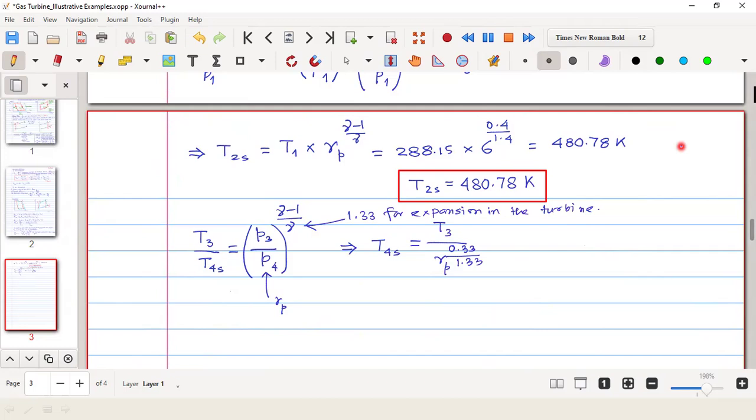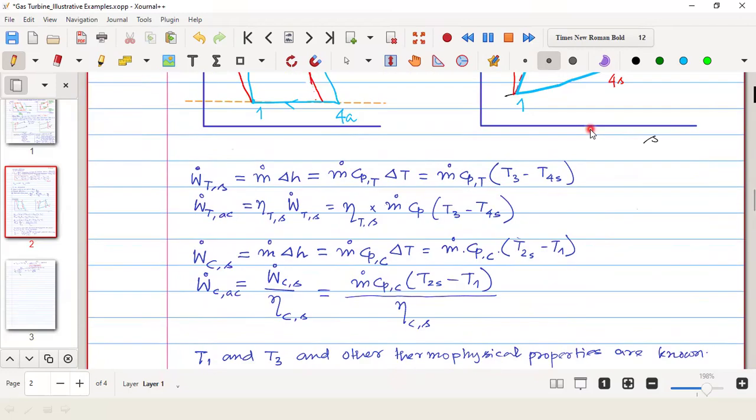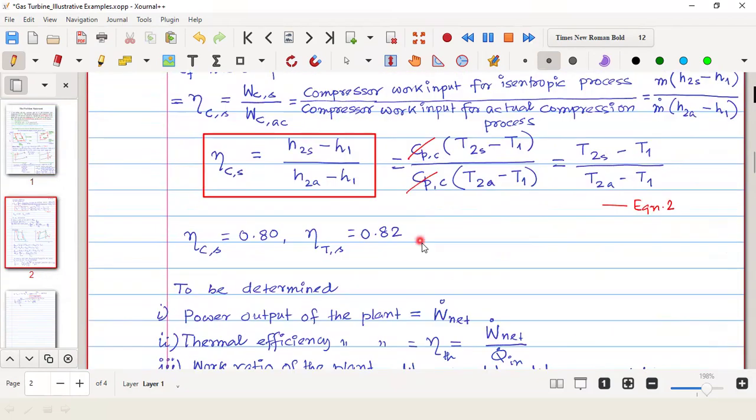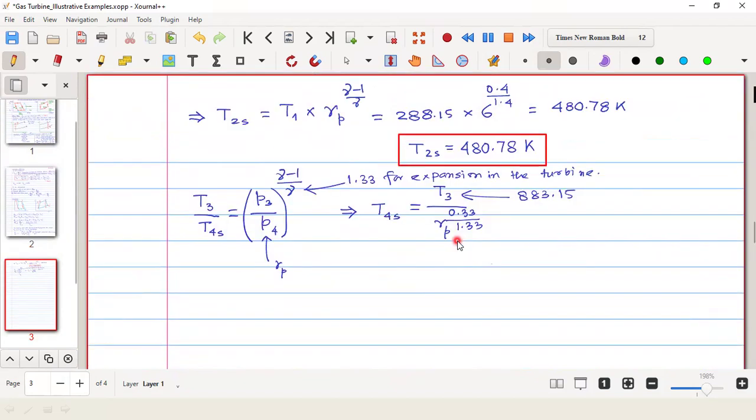Okay. So here T4 comes. What is T3? T3 is basically 883.15. That was given. This is 883.15. The temperature is given. So you can calculate it quickly. So that is T4S, comes out to be 566.19.